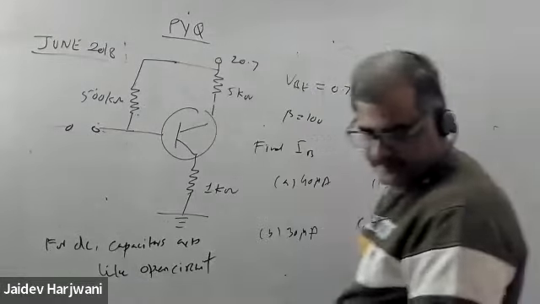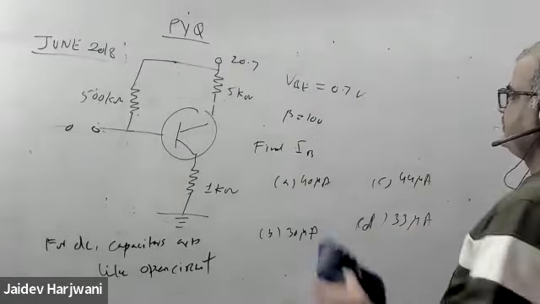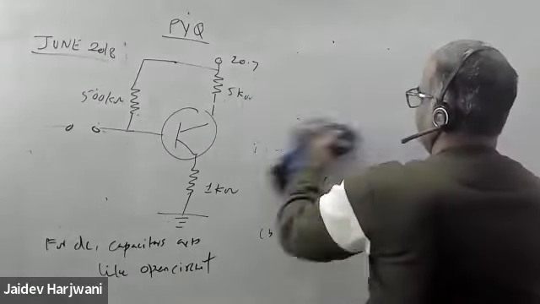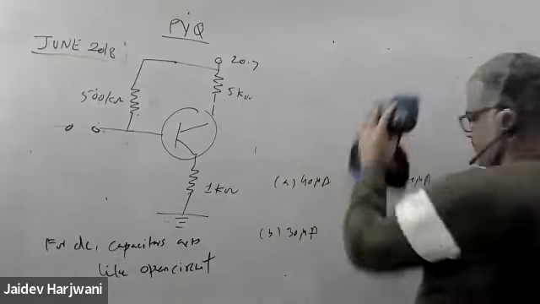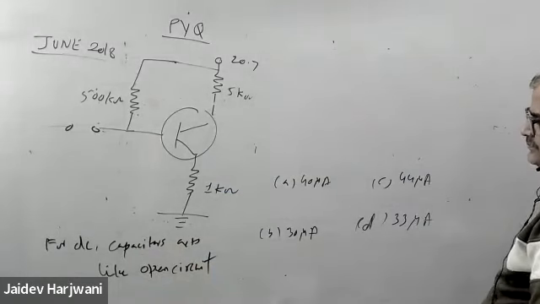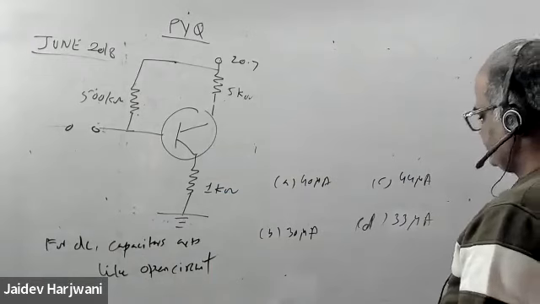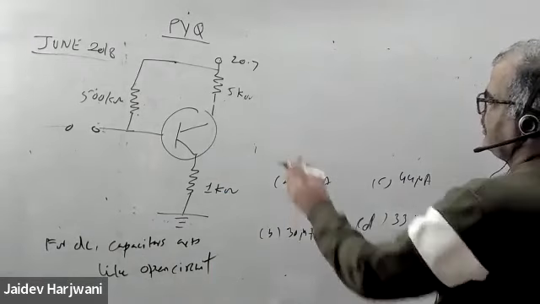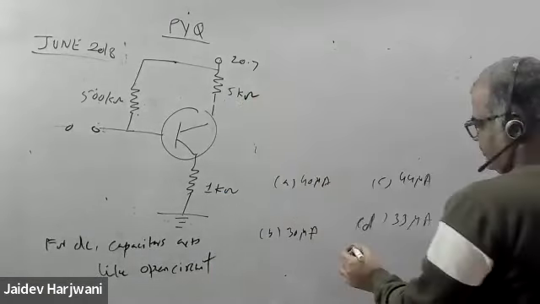The analysis is simple. Sir, 0.03 milliampere. Count in microampere. Oh, sorry, 30. Check once again. 33. Sorry, sir, 33. This is the correct option.